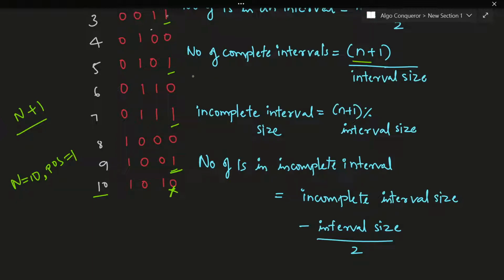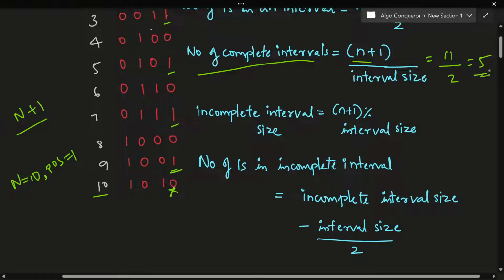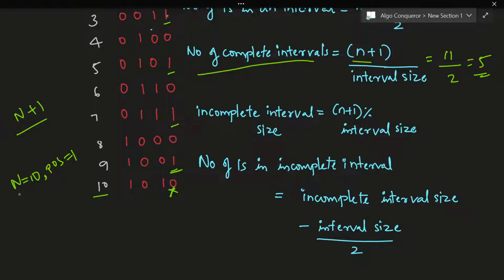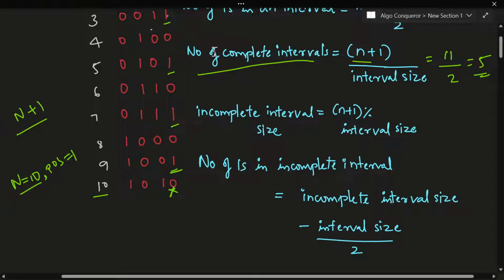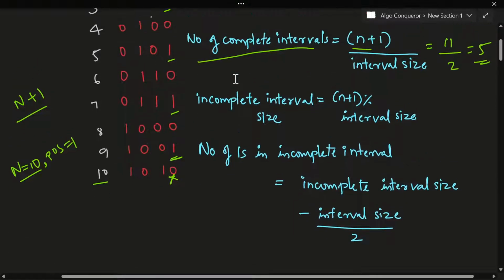And how do you get that? The number of complete intervals will be (n plus 1) by interval size. Alright? 10 plus 1 is 11, by interval size 2, which is 5. So there are 5 complete intervals at position 1 for n is equal to 10. Now the complete intervals concept is clear to you.